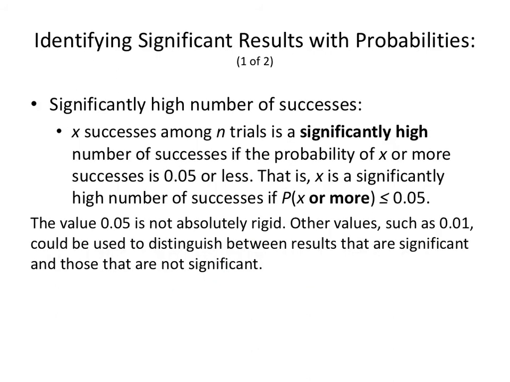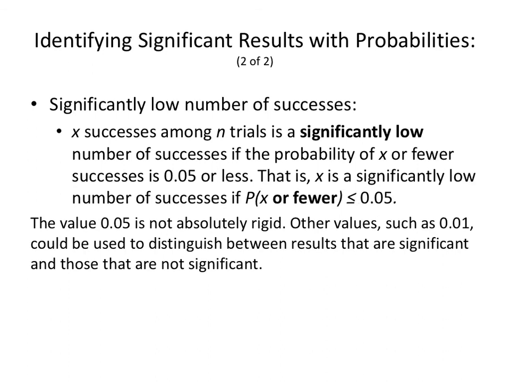Significantly high number of successes. X successes in N trials is significantly high if the probability of X or more successes is 0.05 or less. So that means that the probability of X or more is less than or equal to 0.05. The value 0.05 is not absolutely rigid. Other values such as 0.01 could be used to distinguish between results that are significant and those that are not significant.